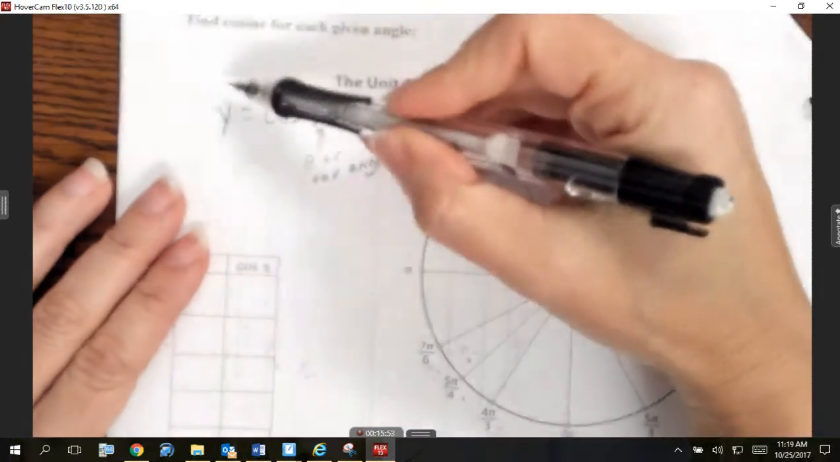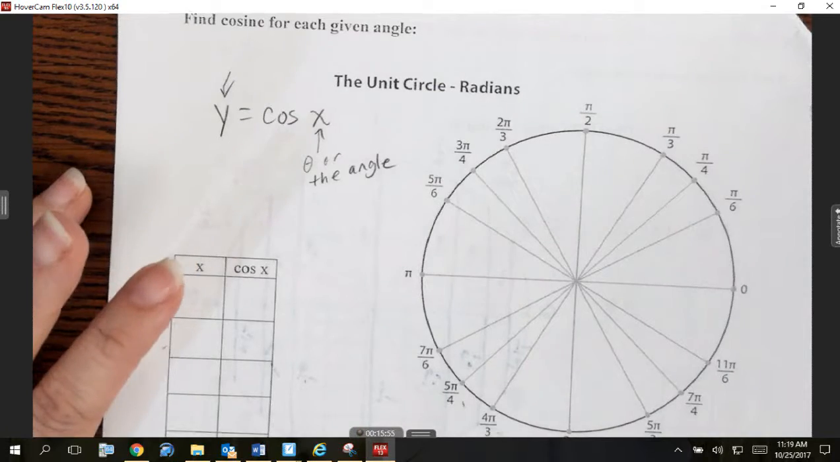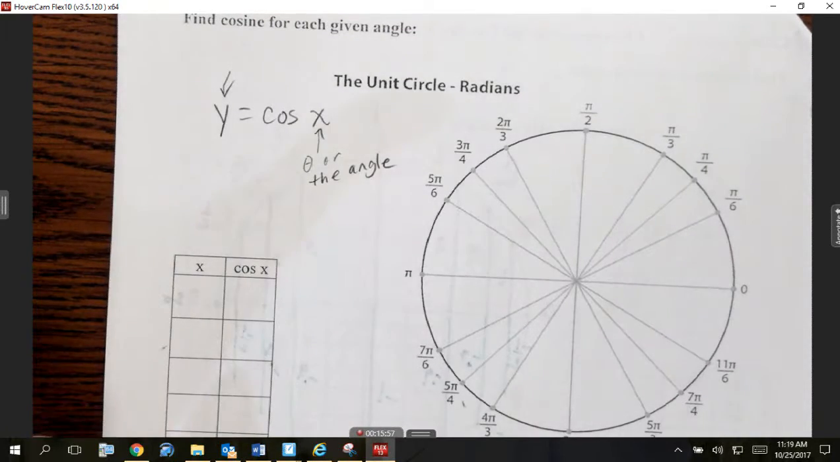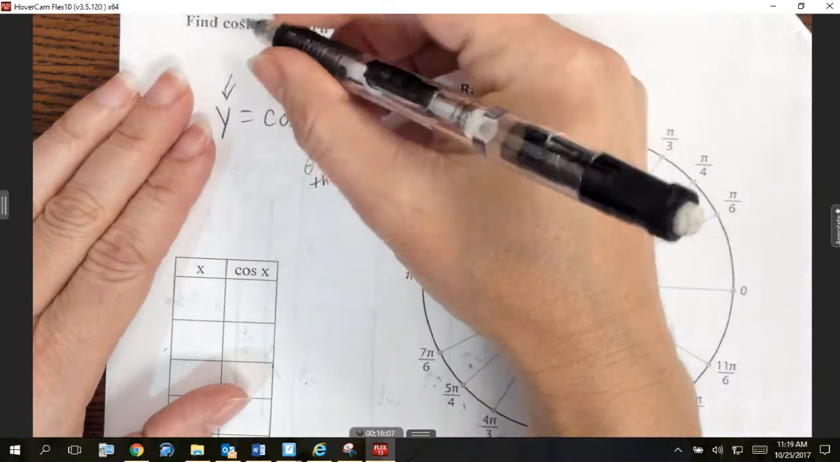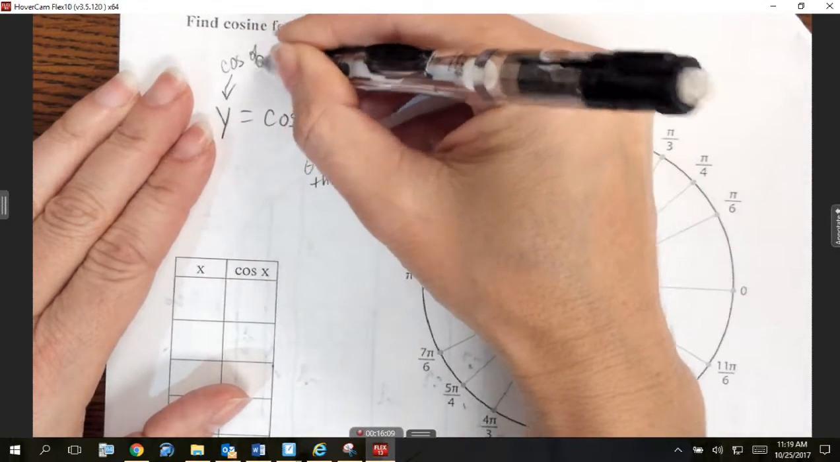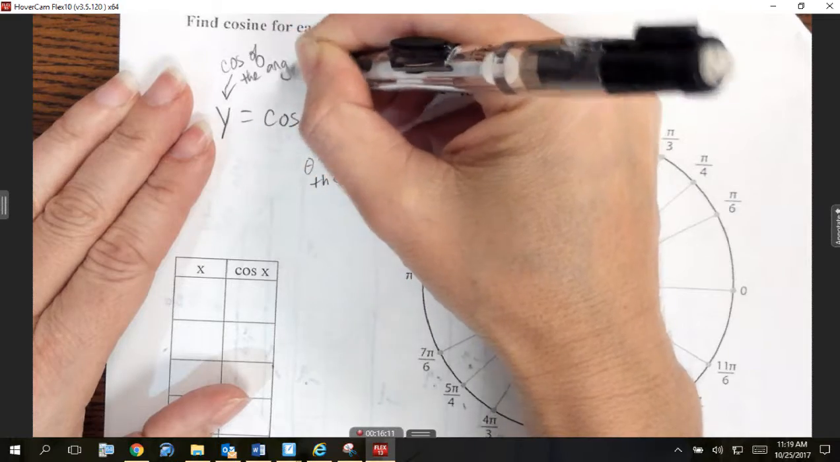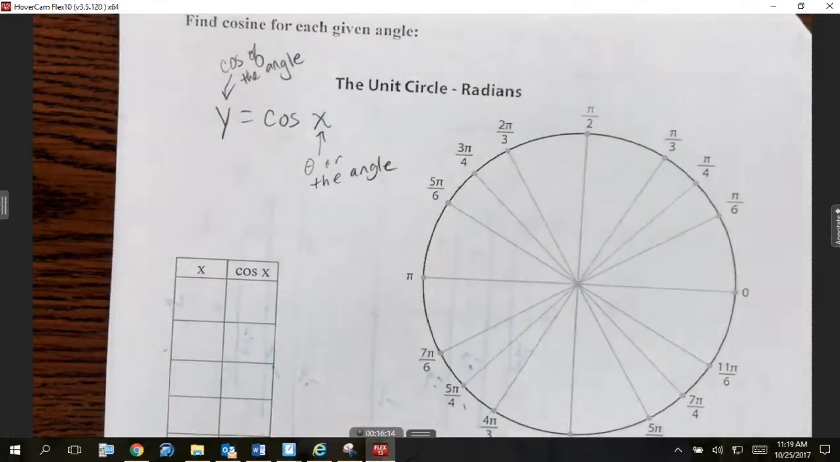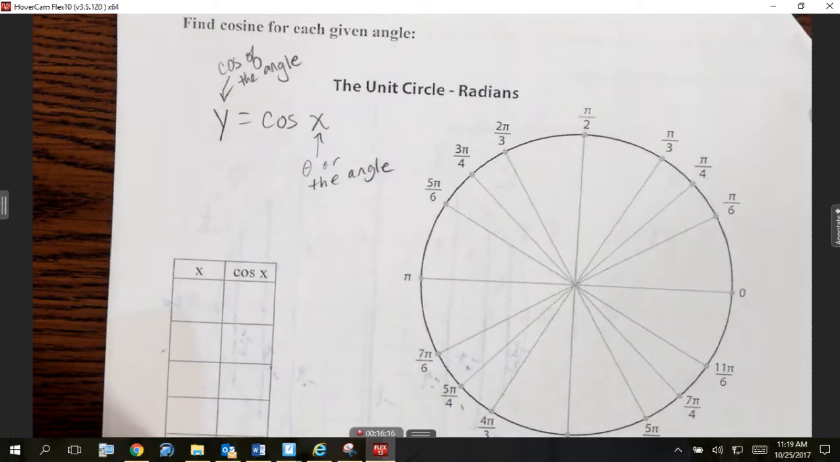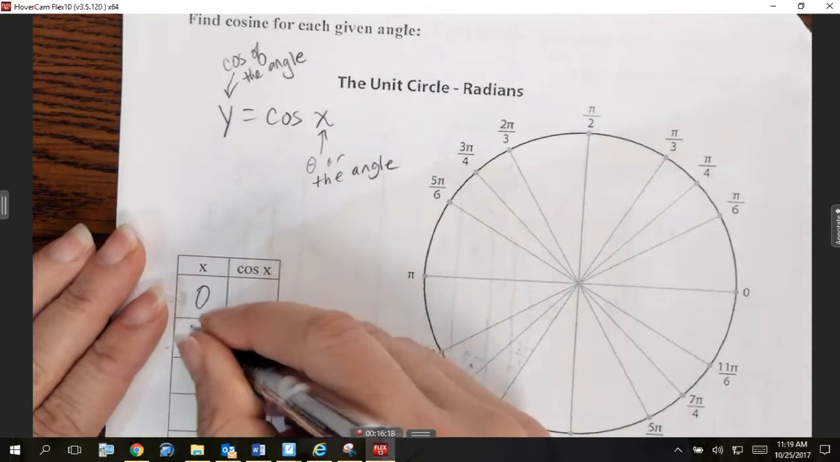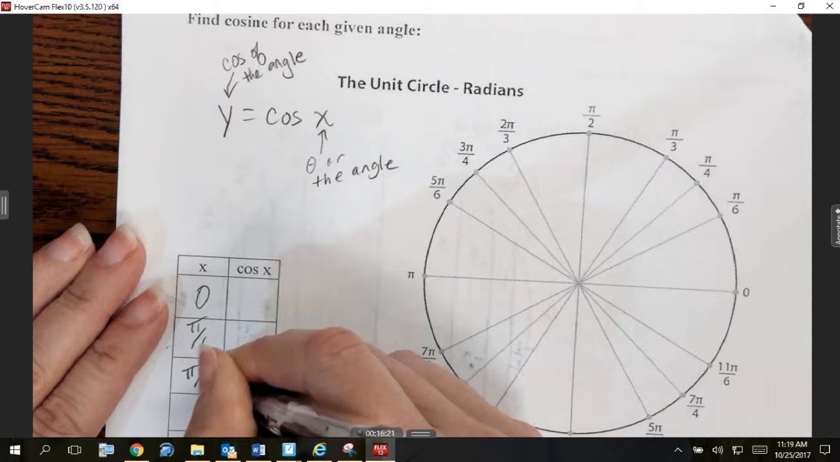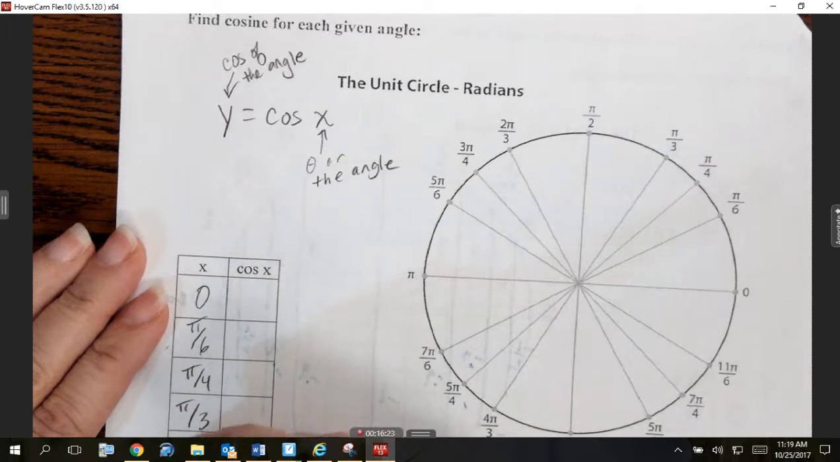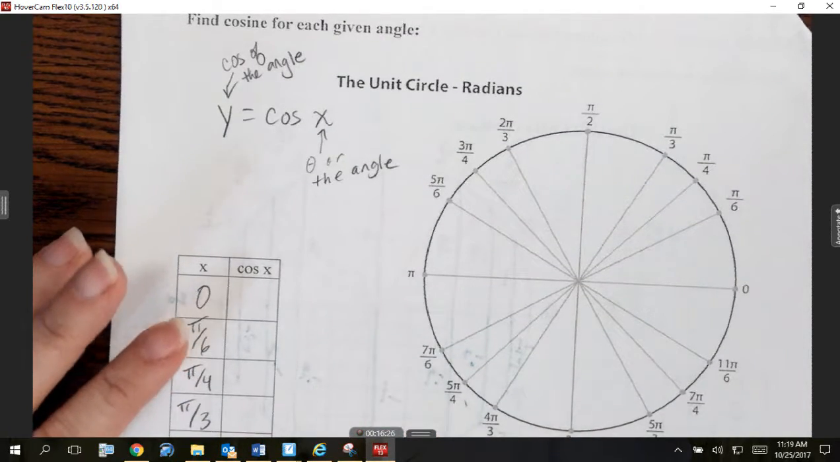And what is y? It's going to be the cosine at that angle, which we know is the x value on the unit circle. So it's a little confusing because x is really y or y is really x or something, but it's just the cosine at that angle. So the x values in the table are still going to be 0, pi over 6, pi over 4, pi over 3, pi over 2. They're just going to be the same thetas.